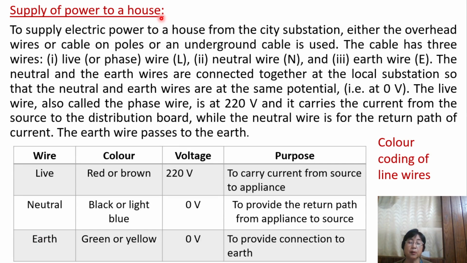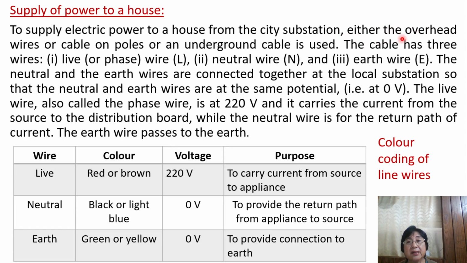Supply of power to a house. To supply electric power to a house from the city substation, either overhead wires, cables on poles, or an underground cable is used. Please listen carefully to this. We have three types of ways the wires can come from the city substation to the house, and these depend upon the facilities available in different cities or towns.